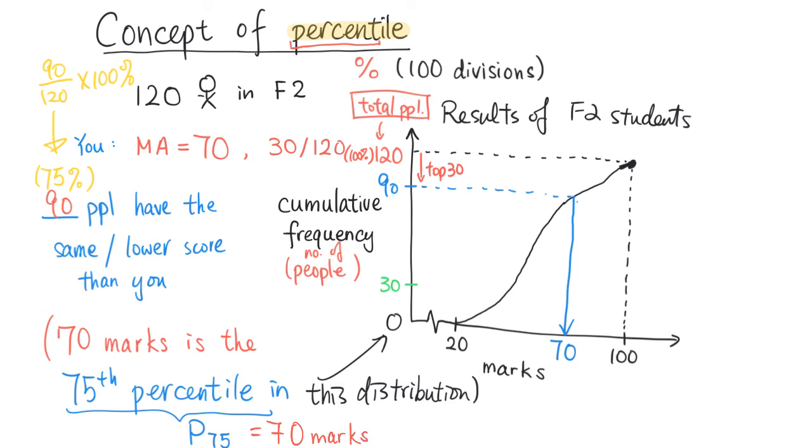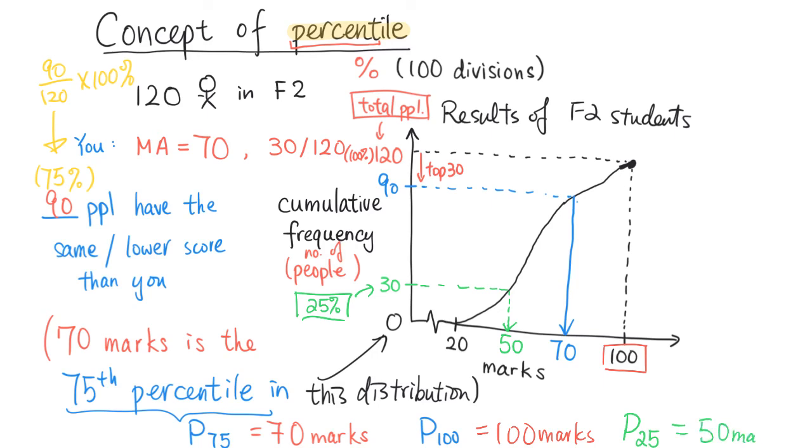Just a simple question. P100, the 100% of people, should be at 100 marks. And then, for example, I give you P25. So 30 people is 25% of people. That is, let's say 50, then that will be 50 marks. So that is how you calculate the percentile. We will look at an example in the next video.